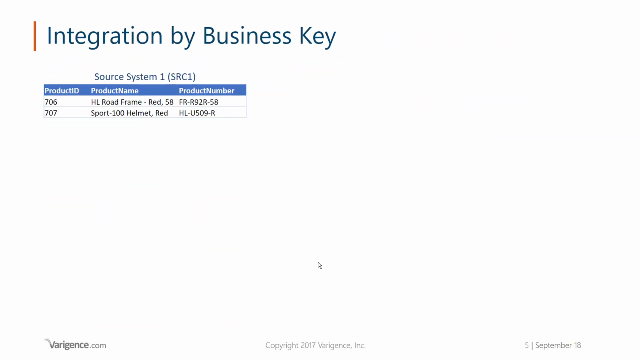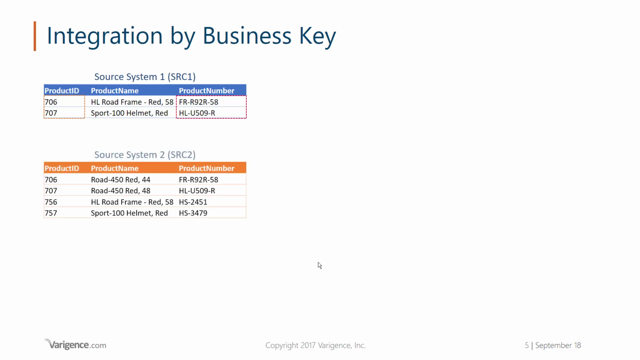So let's look at a practical example. Again, I'm referring to AdventureWorks here, but I'll explain this in the same way. Let's just say you have a source system 1, and you look at a table like this. You'll have two possible samples here of integration keys that you can use. You have the product number and you have the product ID. Either one of those might be a candidate to be the business key.